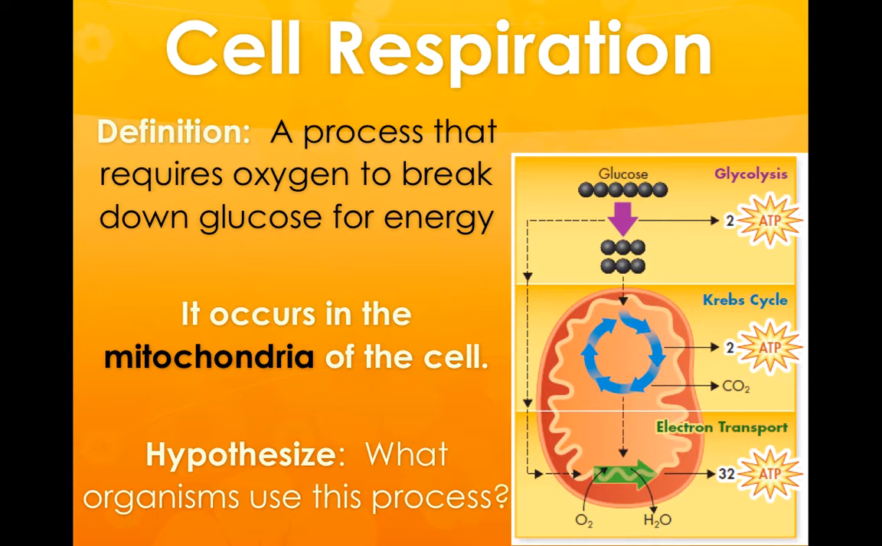What types of organisms use this process? Well, of course, organisms with a mitochondria are going to use this process. So that includes both animal and plant cells. Things like fungi use cell respiration as well. But also bacteria. Bacteria do not have a mitochondria, but they have special membrane proteins that allow them to carry out cellular respiration to make the energy for their body. So in summary, both prokaryotes and eukaryotes are going to use the process of cellular respiration to create ATP.